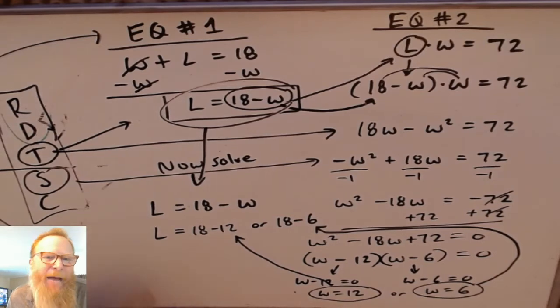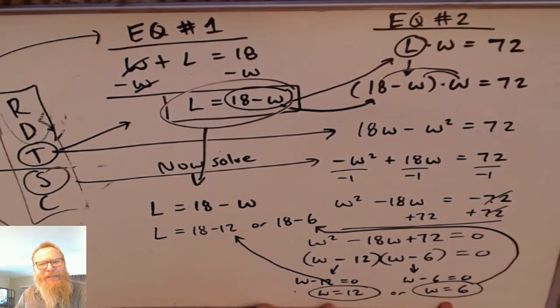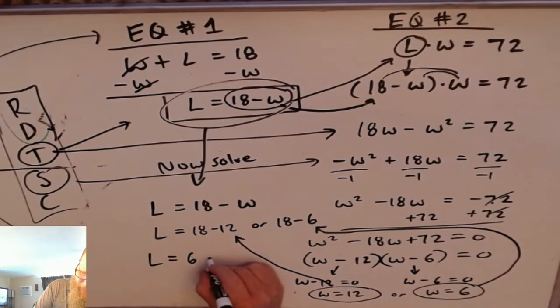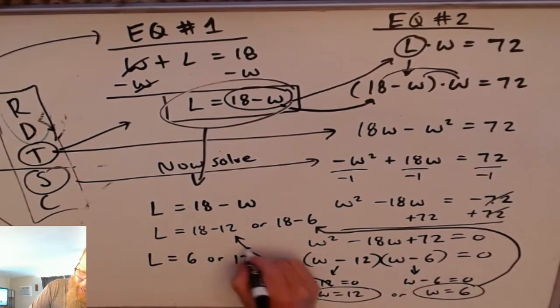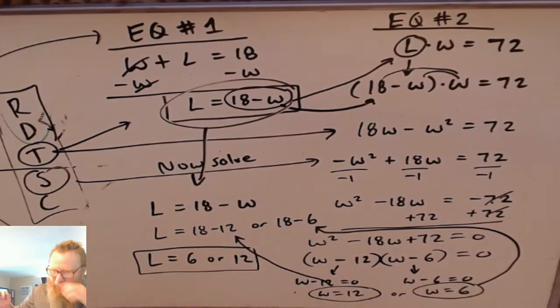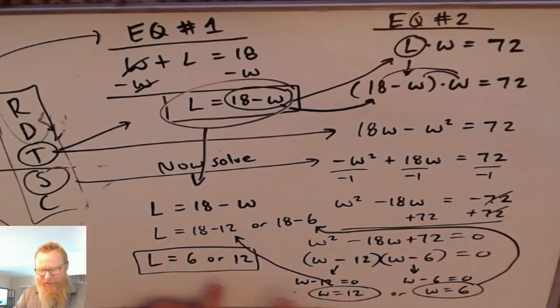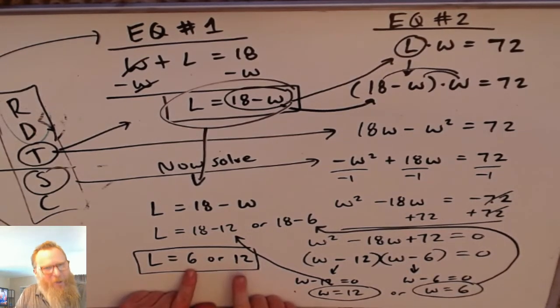But this will always happen with these problems. If the width has two possibilities, then the length has two possibilities as well, and they're typically the same thing. In other words, if the width is 6 or 12, then the length is 6 or 12 also.